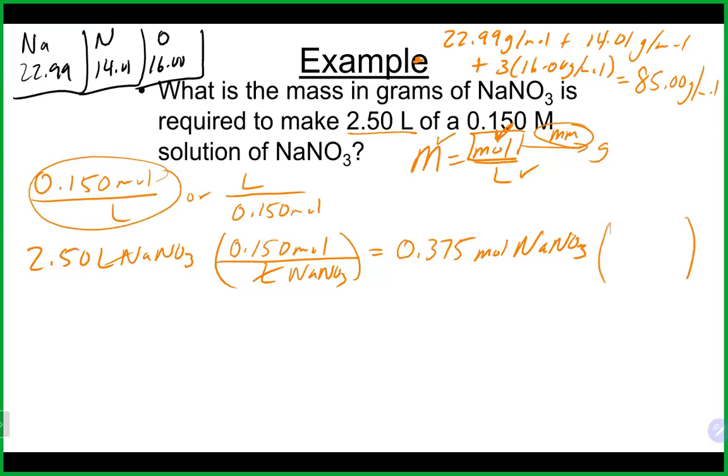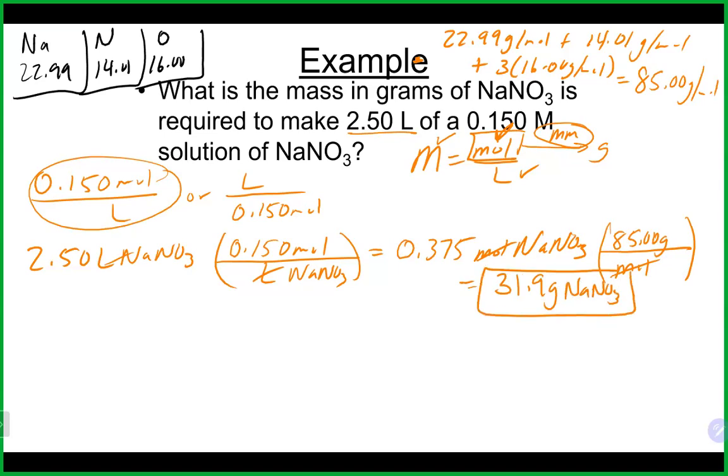So opposites cancel. So we actually do want the moles on the bottom here. And we want the 85 grams up on top. That way the moles will cancel. And that will yield us here, it's like 31.9 grams of sodium nitrate.